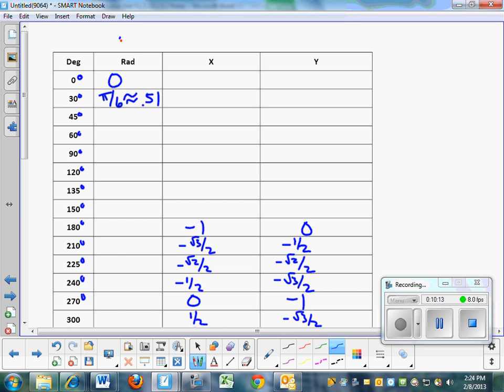45. How many times does 45 go into 180? 4. So that would be pi over 4, which is approximately 0.79. So I want you to understand that there's a decimal form to these as well. Pi over 4, same thing as 0.79, same as 45 degrees. So how many times does 60 go into 180? 3. So you have pi over 3, which is approximately 1.07.